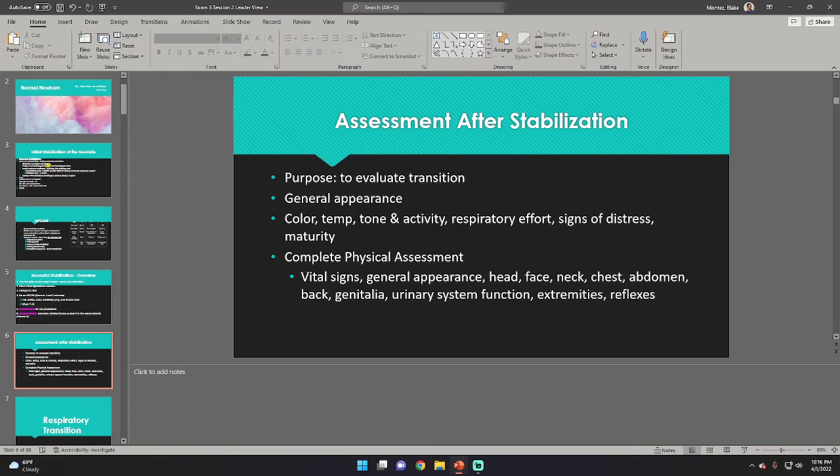Okay, when it comes to the assessment, we're really looking to observe their transition overall. When it comes to the temperature, that goes into many categories of potential sepsis and things like that. But pretty much what the rest of these slides are going to do, we're going to break it down by system and talk about the normal findings and things that you're going to be looking for as well.